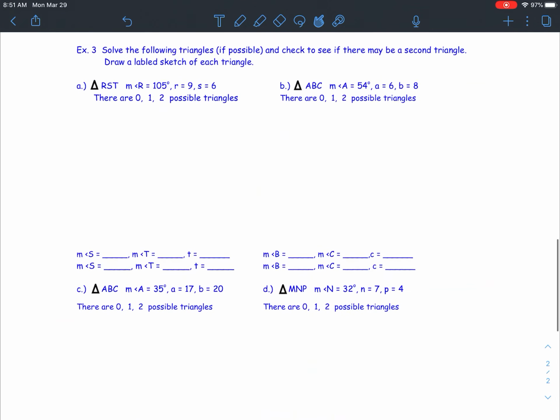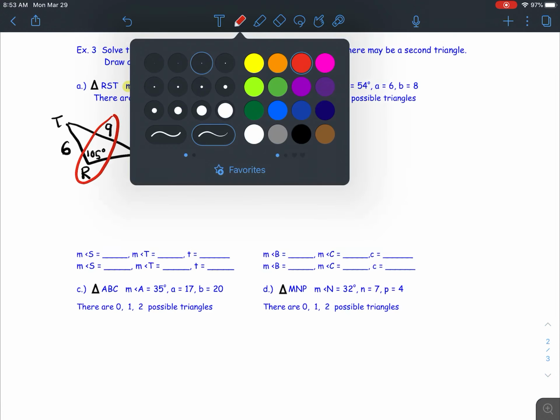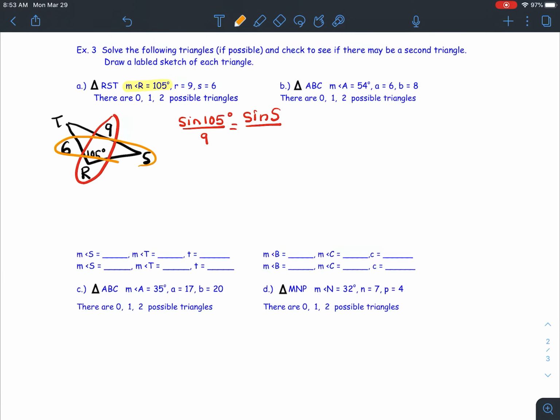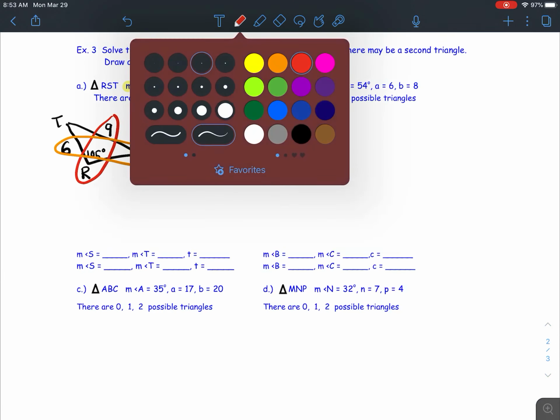We always want to start with a pairing where we already know an angle and a side opposite that angle. So we're going to do sine of 105 over 9 equals, looks like I'm going to find angle S first, sine of S, and I'm wanting to pair that up with the 6 that we know there, so put that over 6. Now we're just going to cross multiply. So I've got 9 sine S equals 6 sine 105, and this is why we want to make sure that we are in degree mode here.